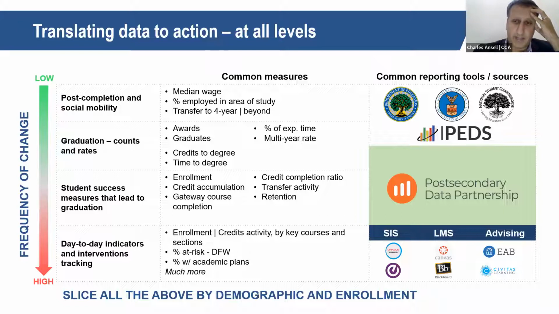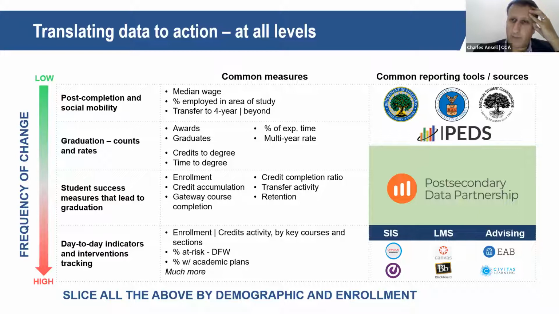But if there's one slide that I think captures how to think about metrics and data at your college, it's a matter of looking at the different categories of metrics. So I've depicted four here that are listed by frequency of change, going low to high. So you've got the post-completion and social mobility metrics.